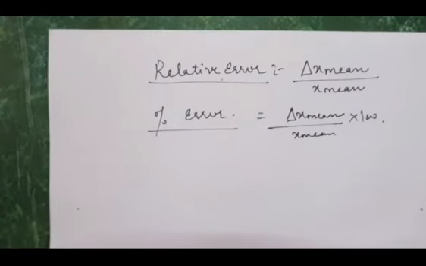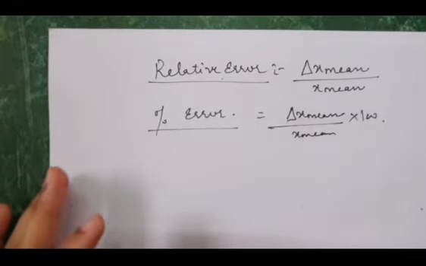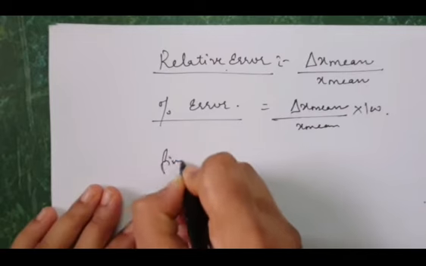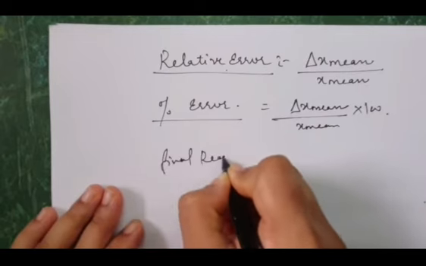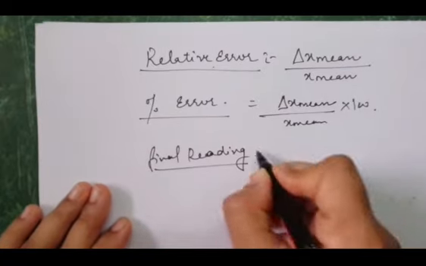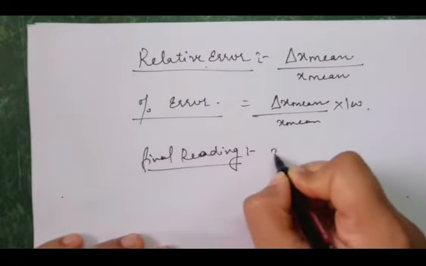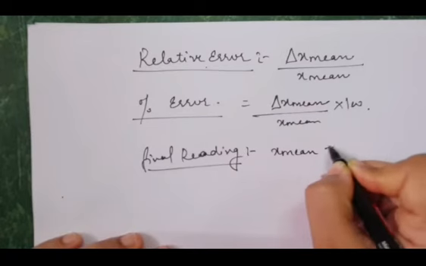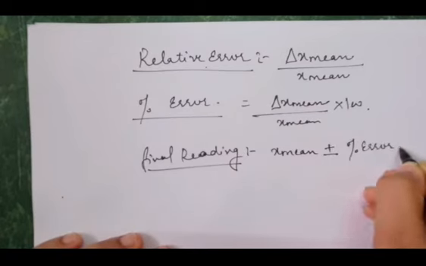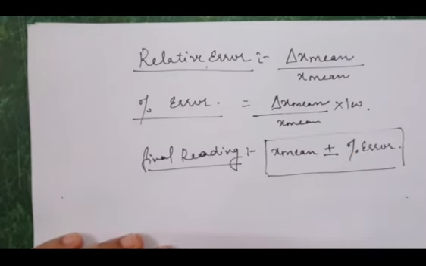So now you have done that, how we can calculate the different errors. And similarly, the final reading can be expressed like this in terms of the percentage error as well. Like it is true value plus minus this percentage error. This is how you can also express your final reading.